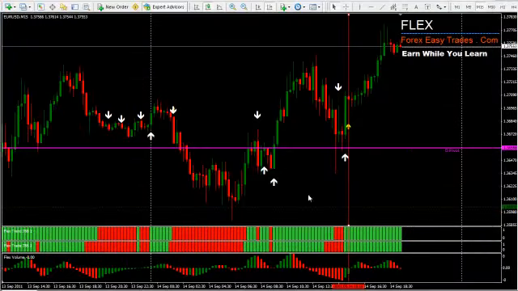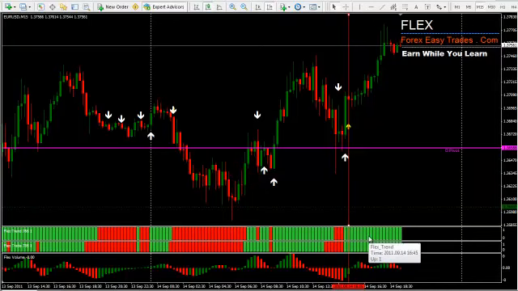In MT4 you can see this is the Flex strategy, and in this strategy there are three main core indicators. Number one is the Flex Trend, which tells us whether the trend is up or down; red shows that the trend is down and green is up. Then Flex Trade: green tells us to look for long opportunities, and red to look for short opportunities. And Flex Volume: red means the trend is down, and green means the trend strength is up.